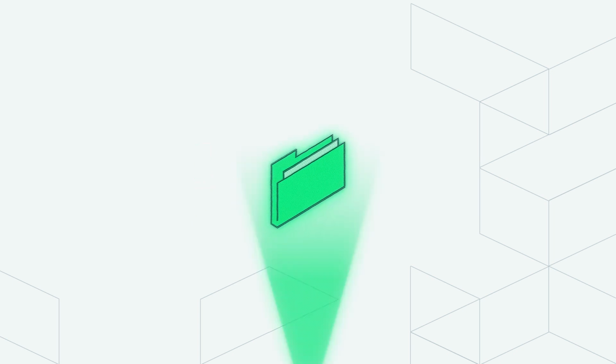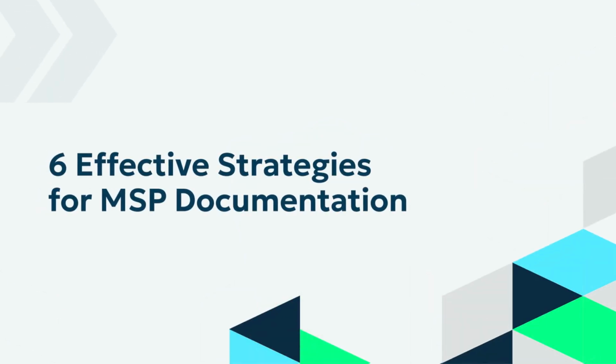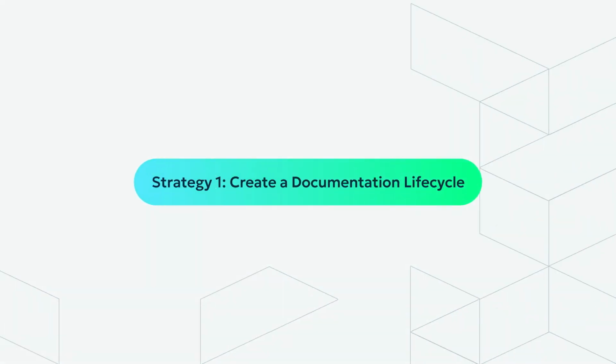The first of many documentation strategies to help MSPs maintain accurate information involves creating a clearly defined lifecycle. 6 effective strategies for MSP documentation. To start with, every document should move through standard stages so technicians always understand its accuracy and validity. A simple lifecycle might look like this.